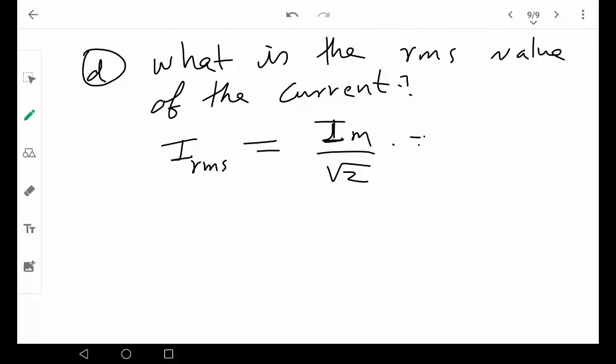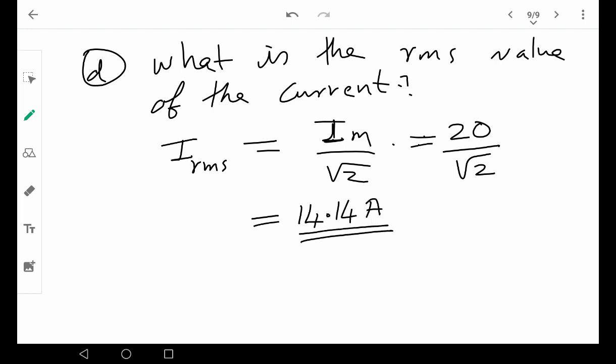So this will be equal to 20 divided by root 2, isn't it? If you calculate it, 20 divided by square root of 2 will be something around 14.14 amperes. That is the value of the current, the RMS value of the current. Okay. So that's how you will do the problem.